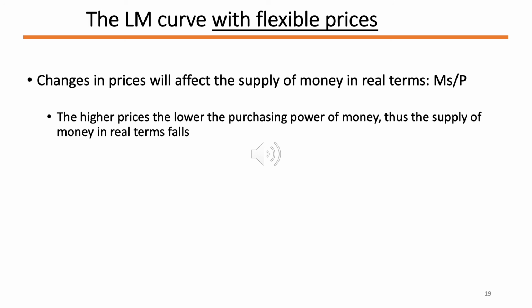But remember that we are considering an ISLM model with flexible prices. So those changes in prices will have an impact on the supply of money in real terms. The numerator is the total amount of money issued by the central bank. That's the nominal amount of money over P for the price level. So say that prices are higher. In that case, the purchasing power of the existing money, the numerator, will be lower. Therefore, the supply of money in real terms will fall. That's the way to read the total amount of money in the economy in real terms.